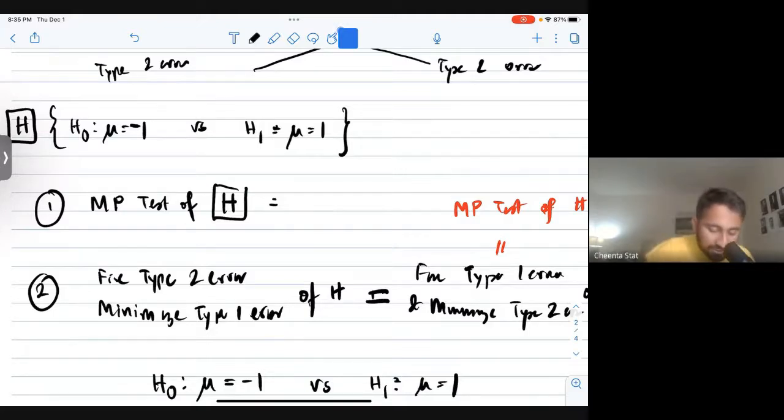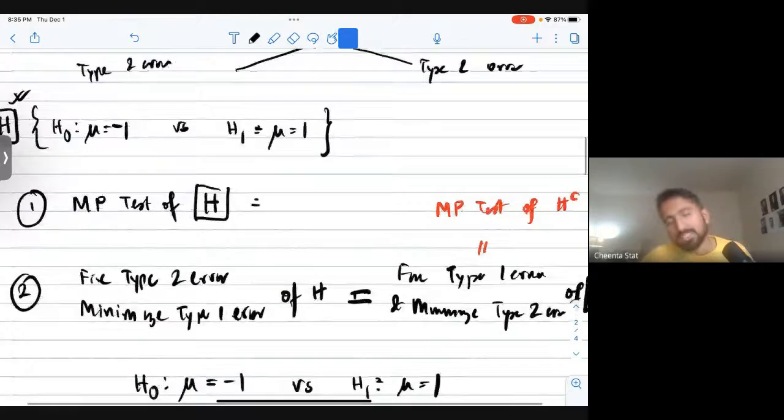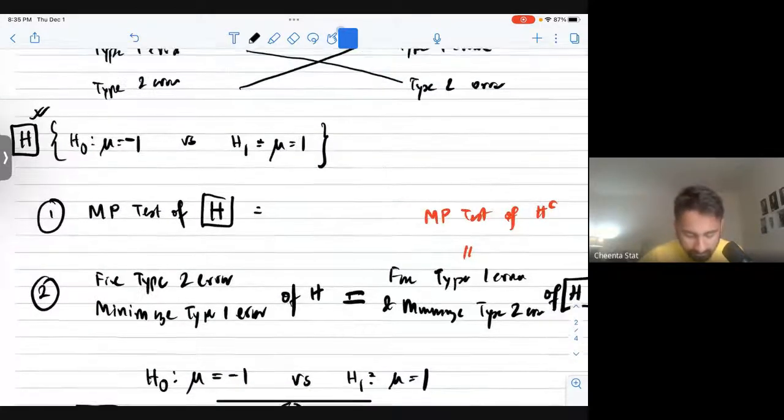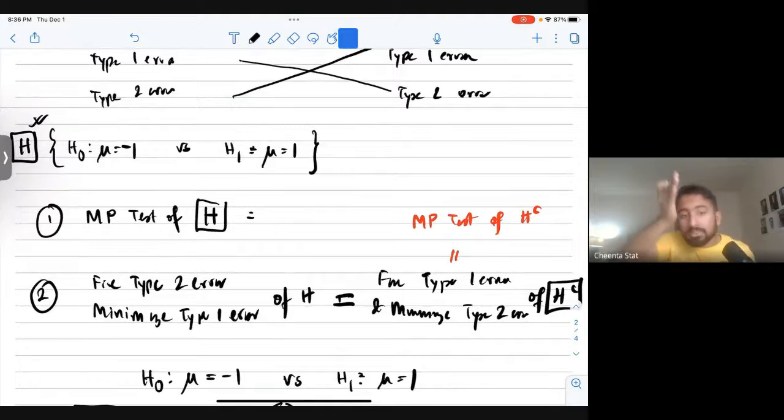So the MP test, the most powerful test of mu equal to minus 1 versus mu equal to 1, the H case, the original case, is found by the Neyman-Pearson lemma. But if we fix the type 2 error and minimize the type 1 error of H, it's the same as fixing the type 1 error of H complement and minimizing the type 2 error of H complement. So it's the same as the MP test of H complement.